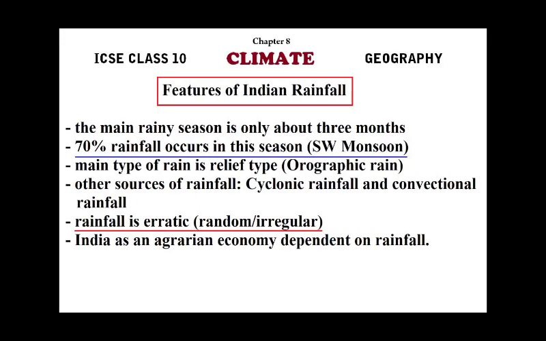Now moving on to the next topic, part of this one, that is the features of Indian rainfall. In your textbook it is given as 5 separate points. Same thing is given here. So we know that rainfall is received mainly during the southwest monsoon season. In that also it's mainly during June, July, August, September. These are the 4 months, right? Now 70% of the rainfall occurs in this one particular season, the southwest monsoon, and most of the rainfall that we receive in India is of relief type, or we can call it orographic rainfall. You have studied what orographic rainfall is.